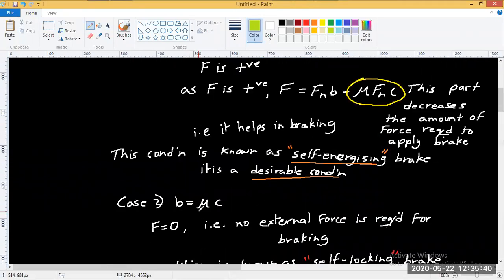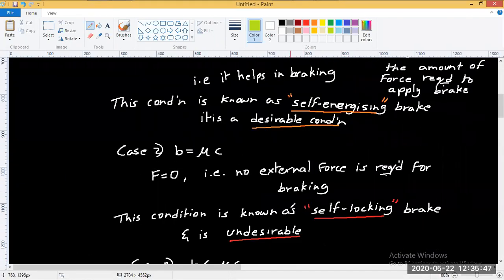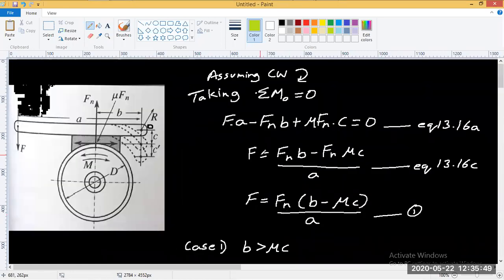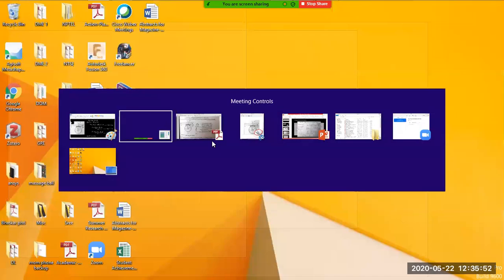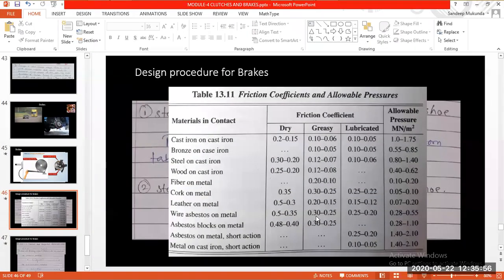That's the simple derivation which will be asked in your exam. And also these concepts, self-energizing, self-locking, and grabbing. These conditions you should be aware of, right? So let's go back to the presentation. We'll start off with the design procedure.